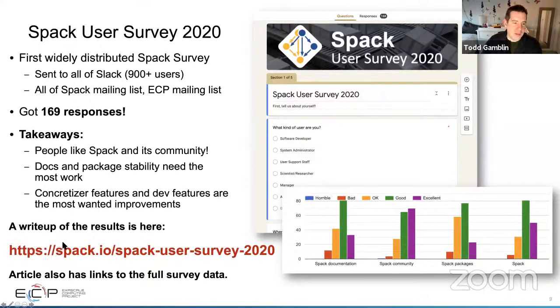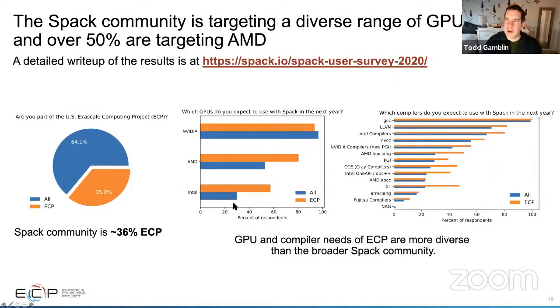You can read all of the results here. It's a pretty detailed write-up. If you just go to spack.io, I think it's still the top article there. There are a lot of stats on how the community is broken down, what features people want, and so on. We did separate out the results between ECP and the rest of the Spack community in our survey. And you can see here the Spack community is about 36% ECP.